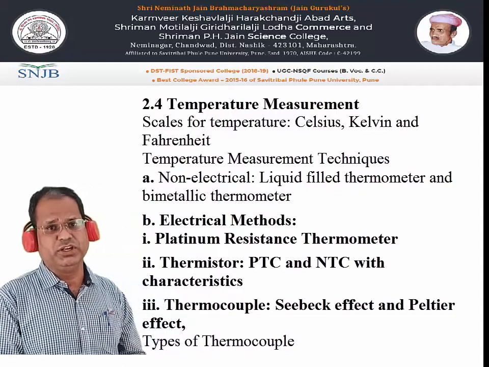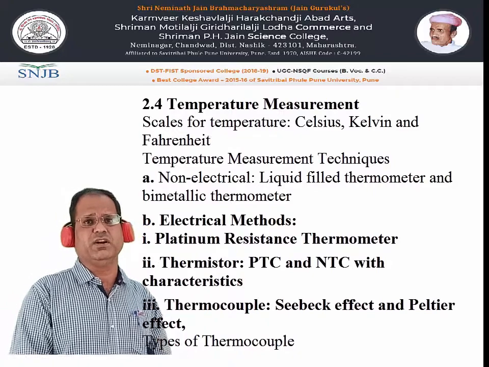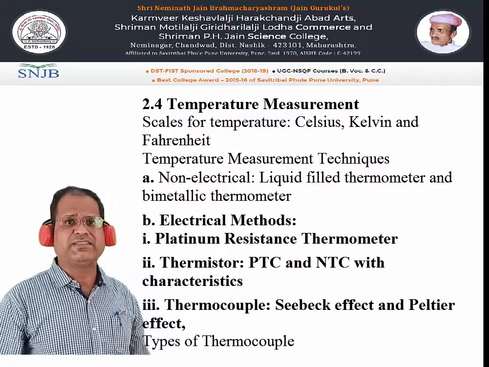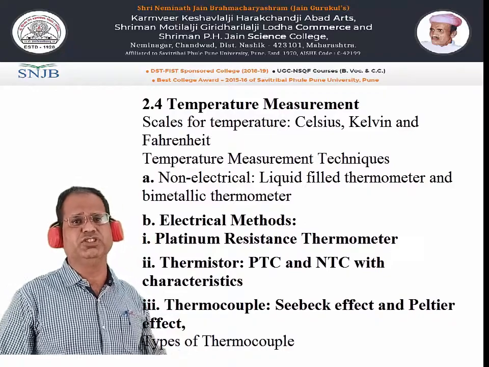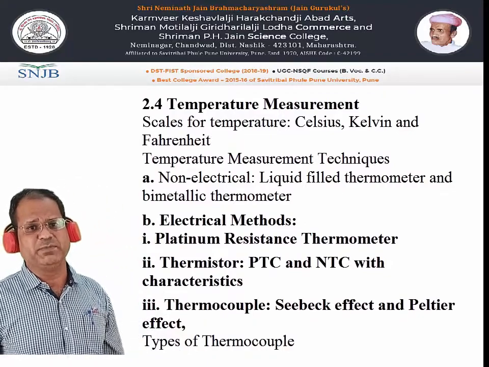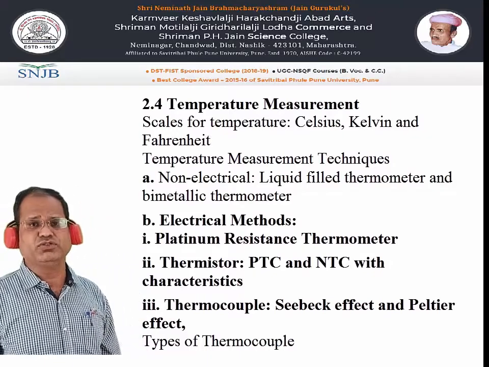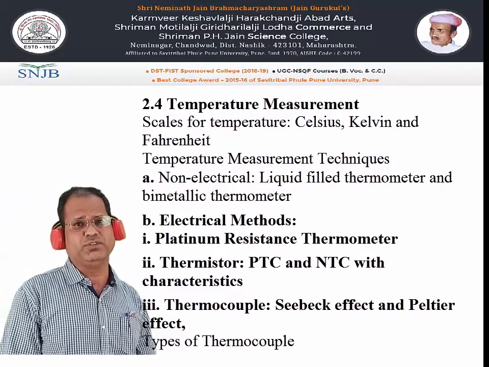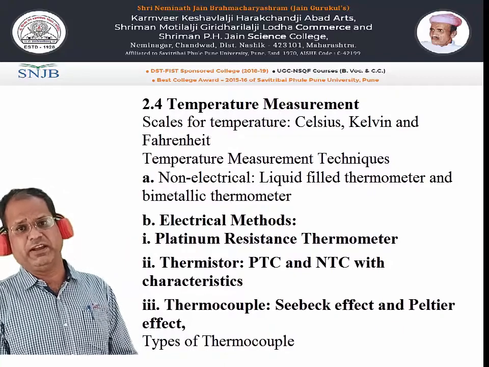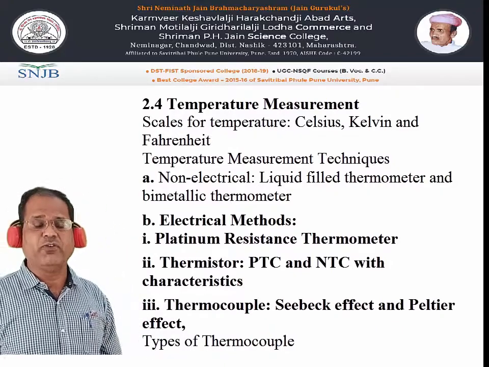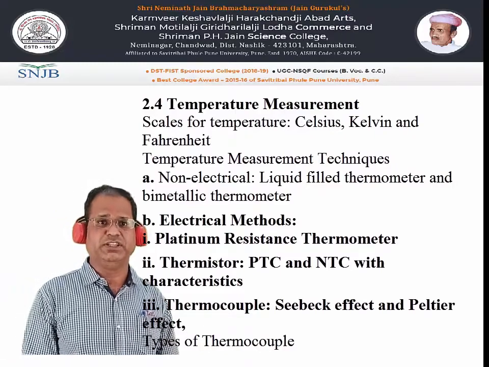Then we have to study the thermistor. In thermistor there are two types: one is PTC, which is positive temperature coefficient, and the second is NTC, which is negative temperature coefficient, with their characteristics. Then we have to study thermocouples. In thermocouples we have to study basically the Seebeck effect and Peltier effect, and also the types of various thermocouples in this chapter.